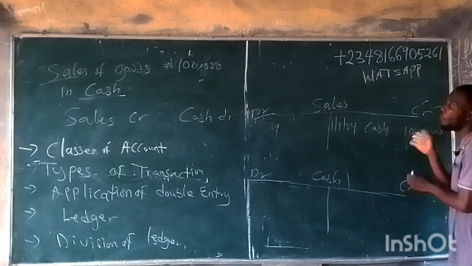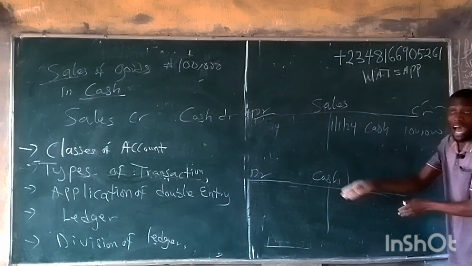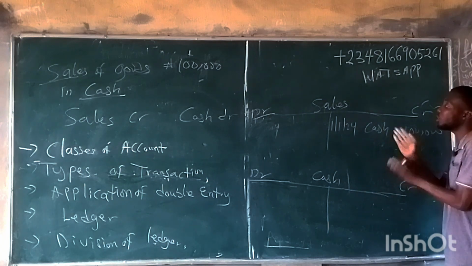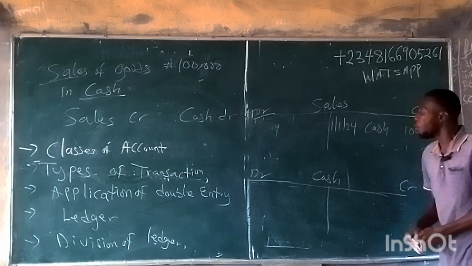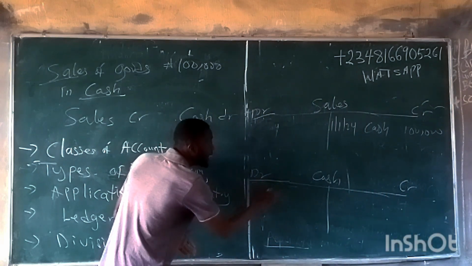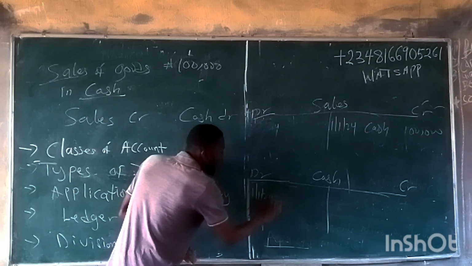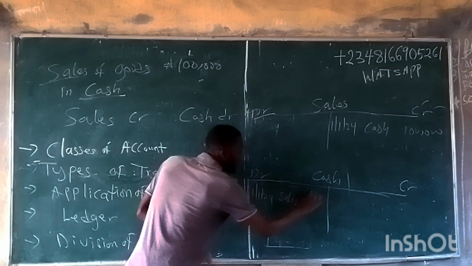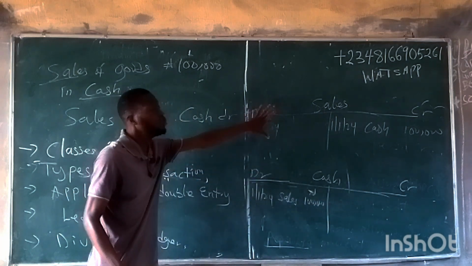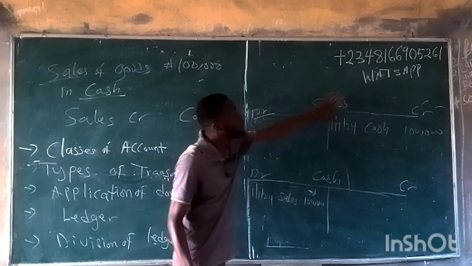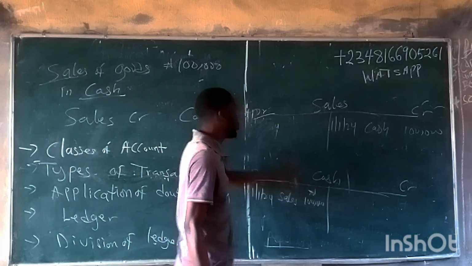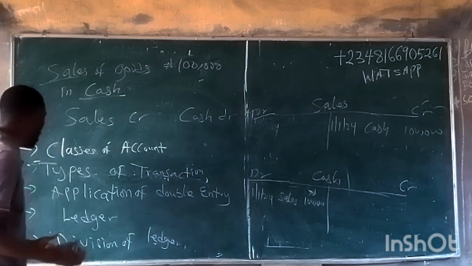Now, the corresponding entry will be at the debit side of the cash account, because it is the opposite of this. We now move into the debit side. Then we write the date, that same date, 1/1/24. Then we write sales. Then the value will be 100,000 naira. Now, this is known as the sales ledger account, while this one is the cash ledger account. So this is how a ledger is prepared.